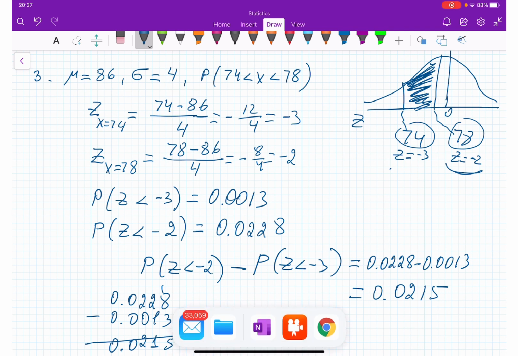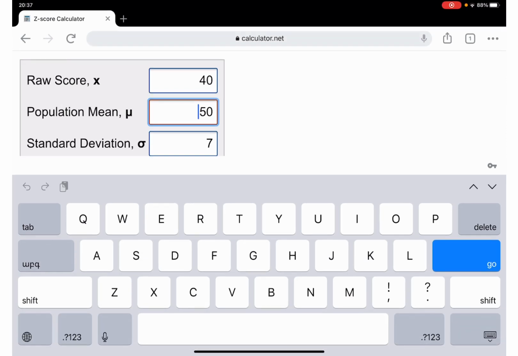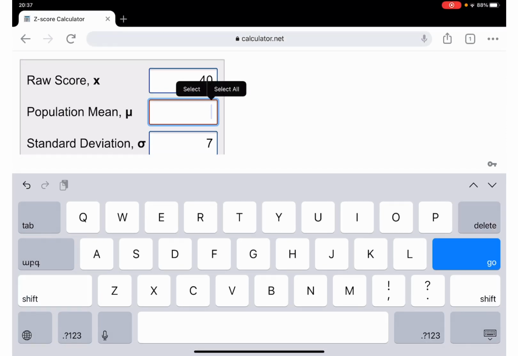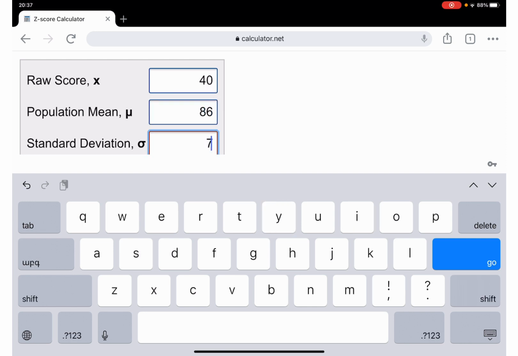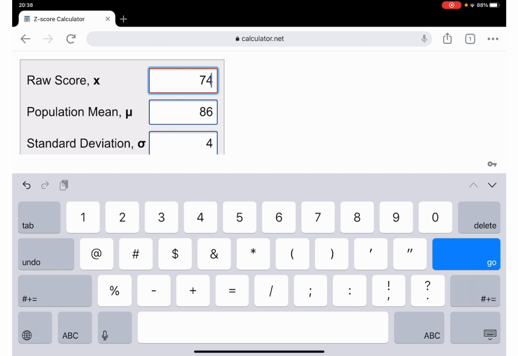So let me write down so I won't forget. Mu is 86, sigma is 4. Okay, and 74, 78. So mu is 86, and standard deviation is 4. Okay, here we have 74. By the way, I forgot to tell you, the link to this calculator is under the video. I have already placed it under lecture 5.2, and I will place it under this video also.